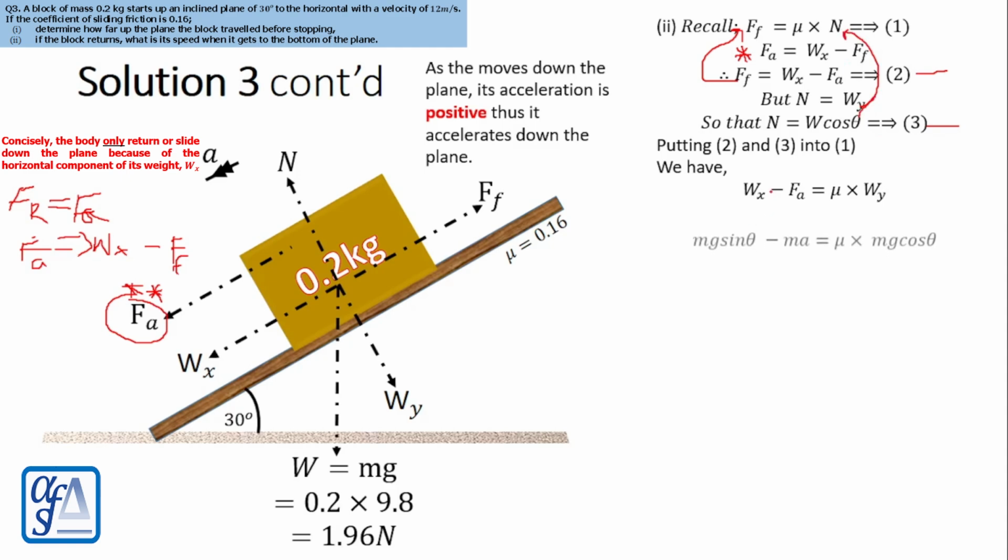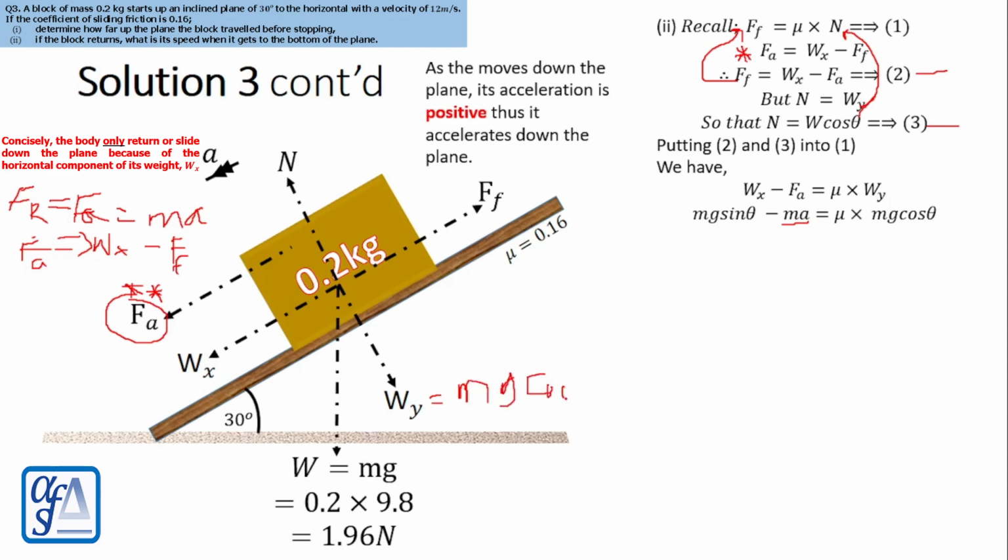We have W sub X equals to what? Mg sin theta minus Fe, which, like I told you, is going to be equal to the resultant force, Me. So that means Fe is the resultant force, which is equal to Me. And mu times W sub Y, which is Mg cos theta. Don't forget this.